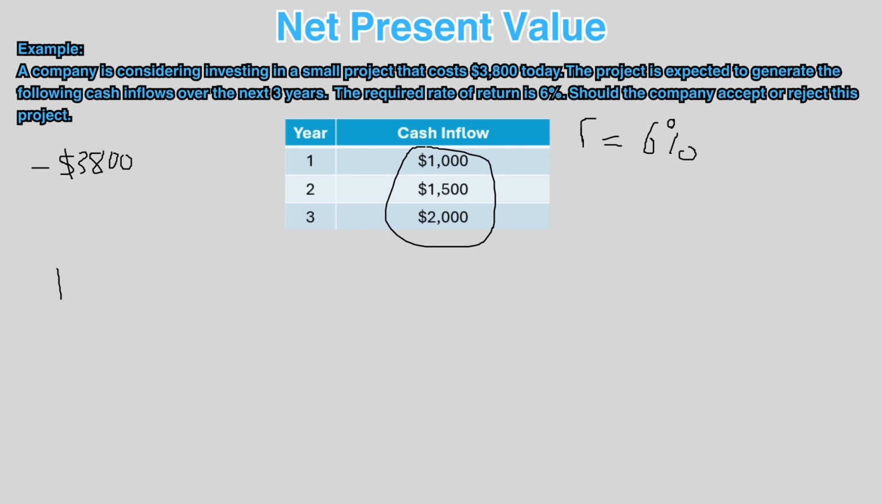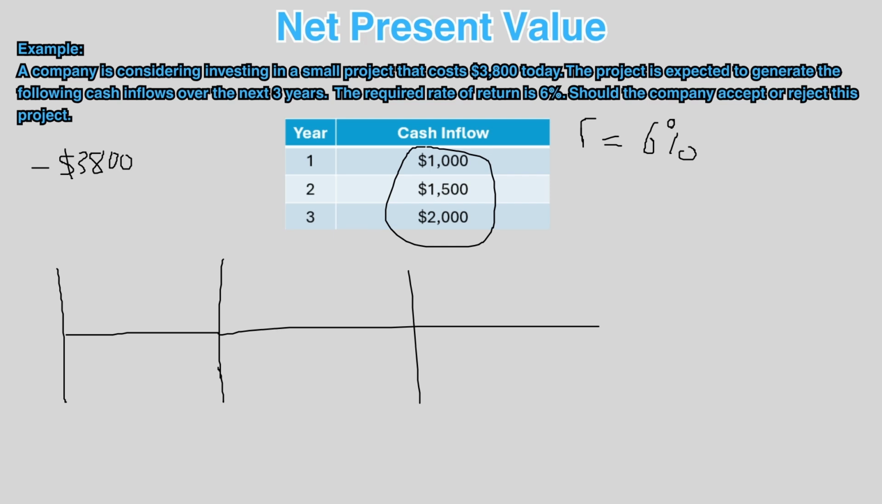And one last tip before I let you try this on your own is, when I'm doing these questions, I like to draw timelines. So how I like to do this is, we have 3 years of cash flow, so I'll do 3 spots, and I'll do 0, which is today. So today we have a negative cash outflow of $3,800, so I like to plot that here. And then I like to draw out on the timeline our cash inflows. So we're getting $1,000 in 1 year, and then we'll be able to visualize and discount it back.